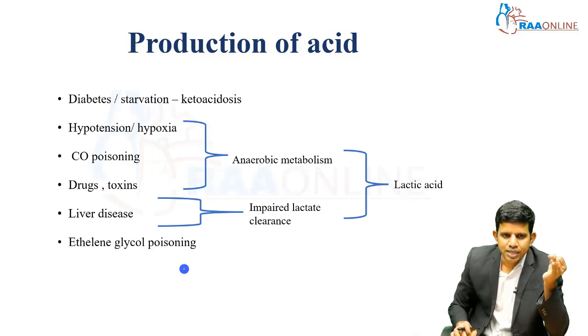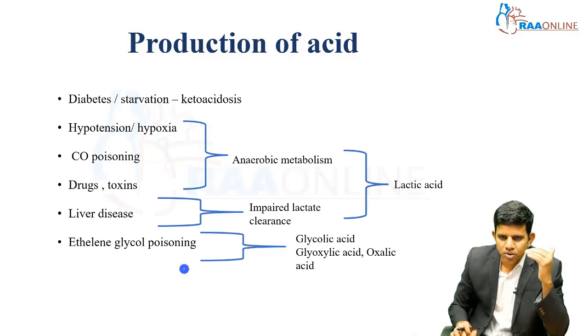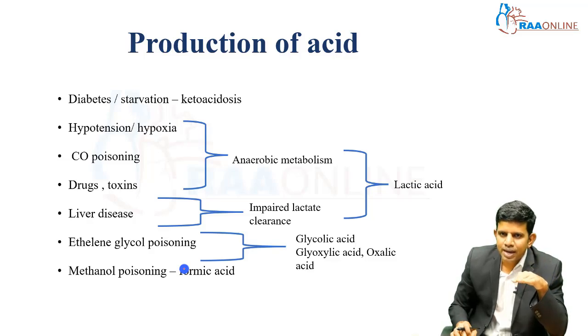The third one is any poisoning, like ethylene glycol poisoning. It produces glyoxylic acid and oxalic acid. Formaldehyde, from methanol poisoning, will produce formic acid. All these are pathological conditions. Both physiological acid and pathological acid need to be eliminated to maintain acid-base balance.